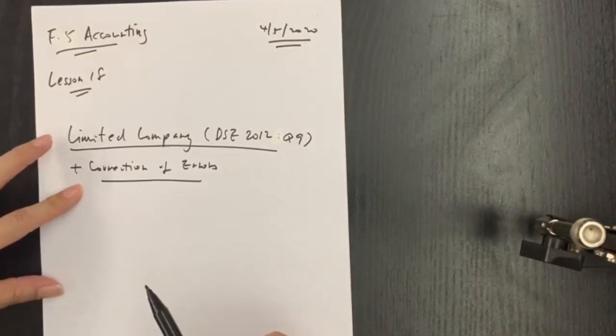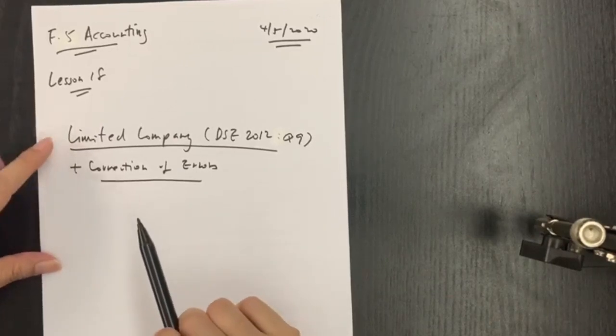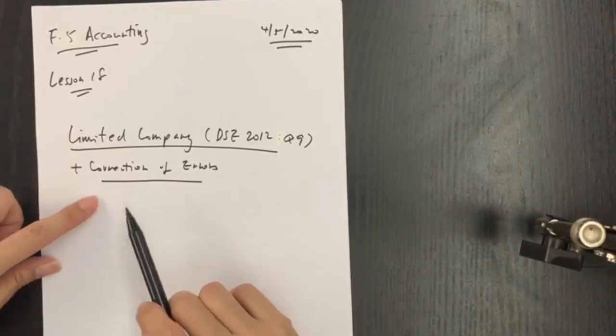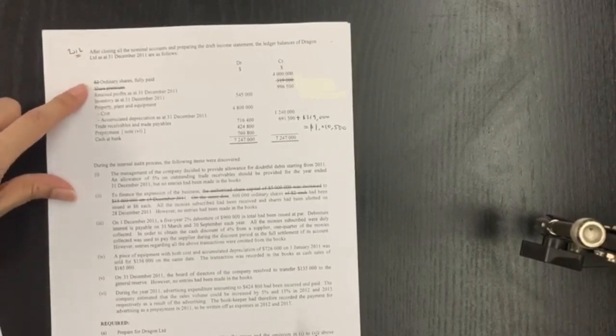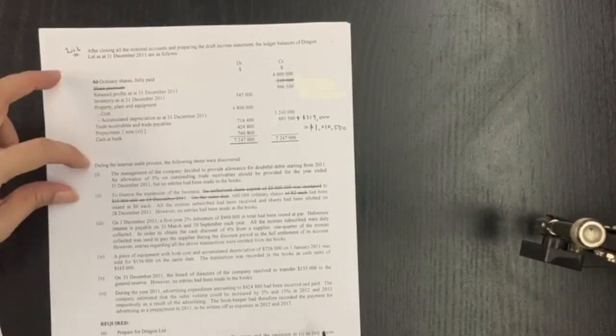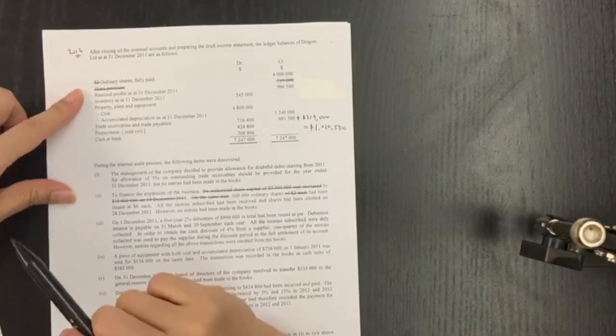However, there are two topics in this question, which are limited company and correction of errors. Alright, and here is the question. We are given the trial balance. However, we have something out of syllabus.